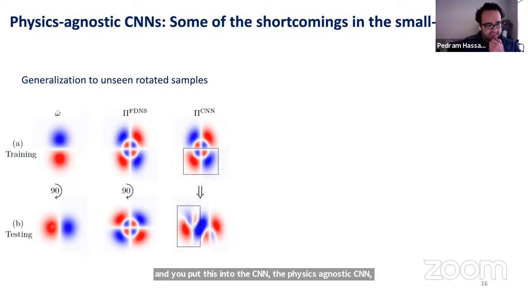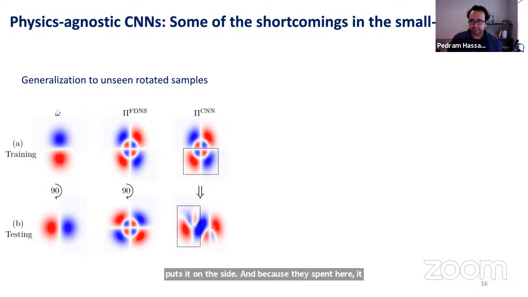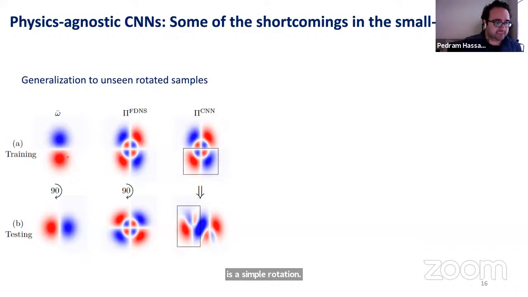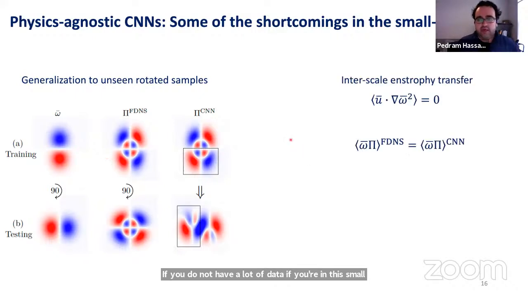And then you realize what the CNN is doing. The CNN looks at this and sees that it came here, and what it does is it takes this part and puts it on this side. And because this went here, it takes this part and puts it here. So the CNN basically does translation, but doesn't understand that this is a simple rotation. Of course, if you have a lot of data, if you have seen this and this, whichever you see later in the testing, it would work well. But it's a problem if you do not have a lot of data, if you are in the small data regime.